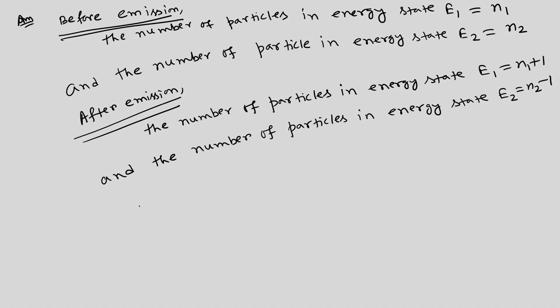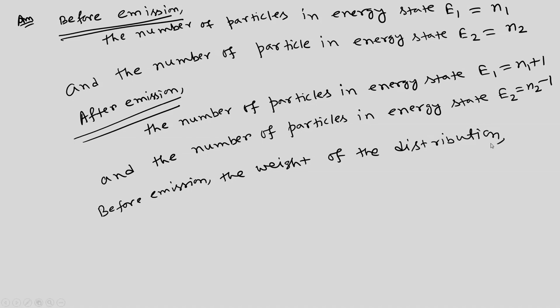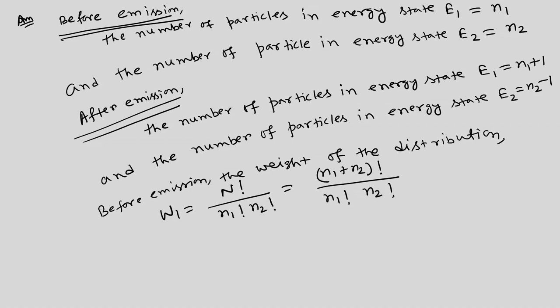So, S before emission. If we say the weight of the distribution is W1, then W1 is: we have total capital N number of particles, and then we have N1 number of particles in energy level E1 and N2 number of particles in energy level E2, and capital N is N1 plus N2, factorial by N1 factorial times N2 factorial. So, this is the weight of the distribution before emission.